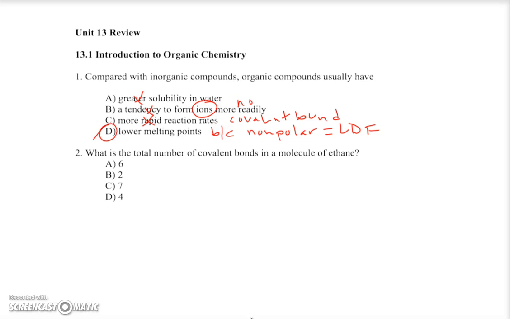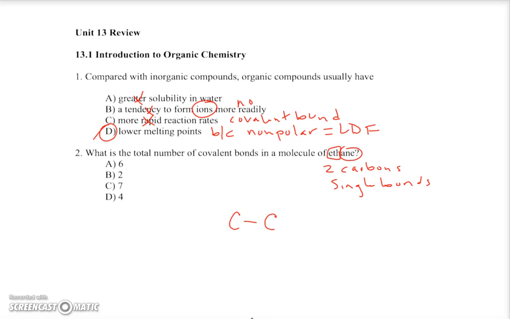Number 2, what is the total number of covalent bonds in a molecule of ethane? Okay, 2 things in here. Eth means 2 carbons. Ane means single bonds. All right, so start with your 2 carbons. There has to be a single bond between them because of the ane ending.